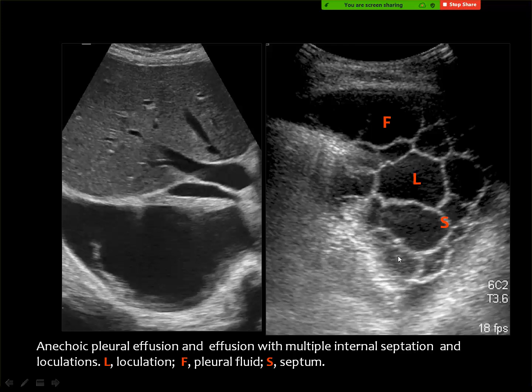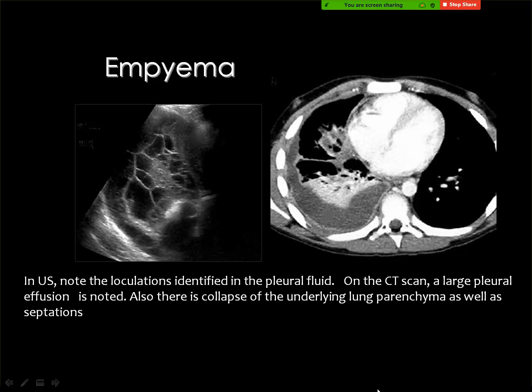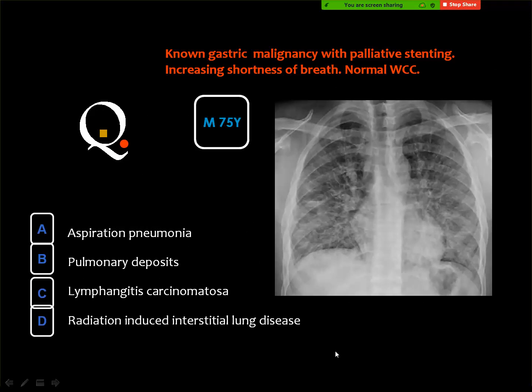So ultrasound is the only way. It is more sensitive than CT and MRI in detection of internal septations within the empyema. And this is an example. This is CT of an empyema with underlying lung collapse, and this is the ultrasound of the same case. And you can see how many septations within the lesion which are not seen totally by the CT scan.